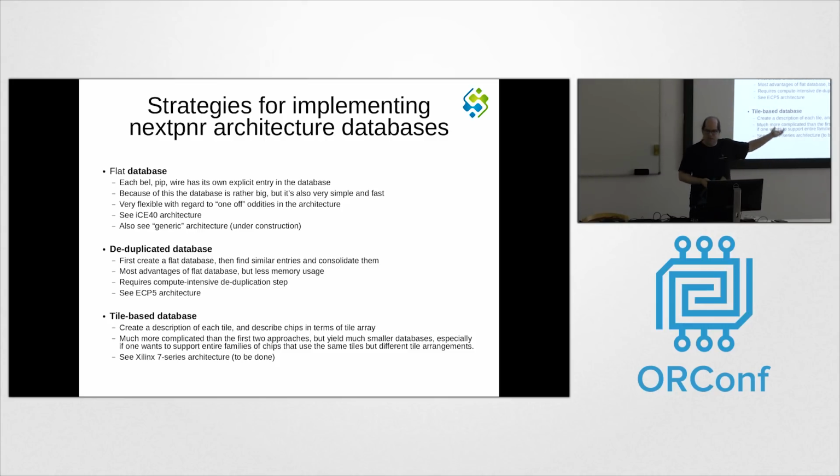One big advantage of that is that you can easily support a whole family of chips with just one database, because the whole family of chips just use the same tile. They just instantiate the same tile in different grid sizes and maybe different patterns of what types of columns are used in which order. Okay, so the idea is that in the end, when we have Xilinx 7 series support, we will actually have example implementations of all those three possibilities.